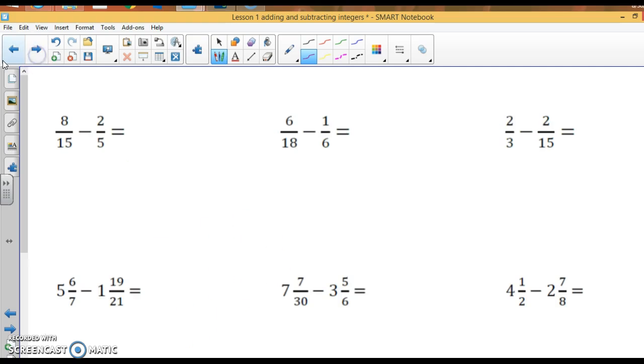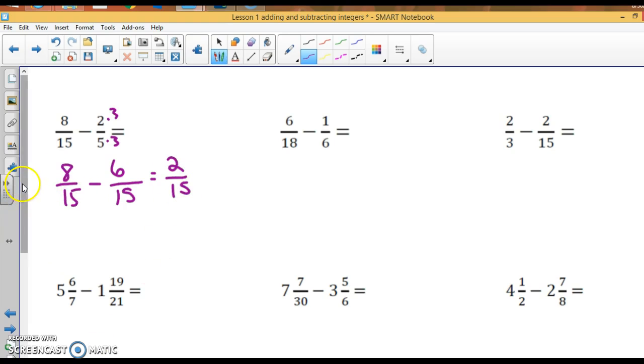All right. Let's take a look at subtracting fractions and mixed numbers. Let's do a basic one. Let's do this one. Common denominator will be 15. So 8/15 minus this, I'm going to multiply by 3. So I'll get 6/15. 8/15 minus 6/15 is 2/15.